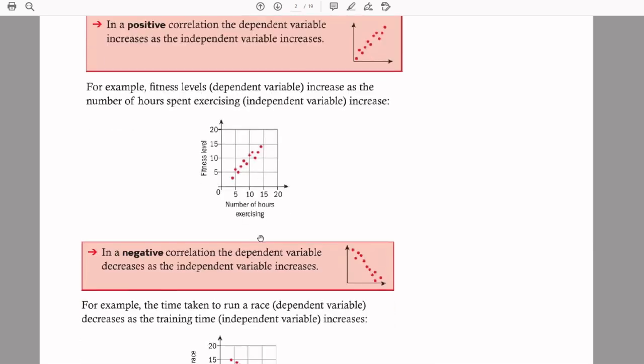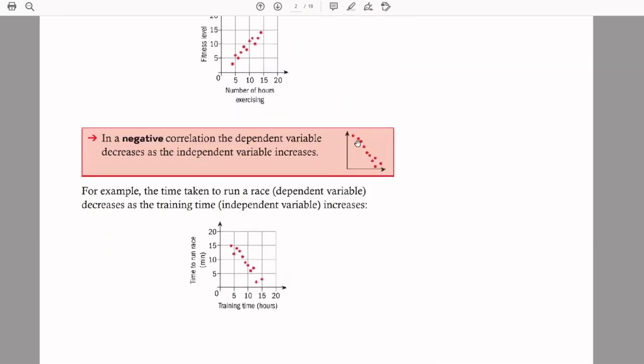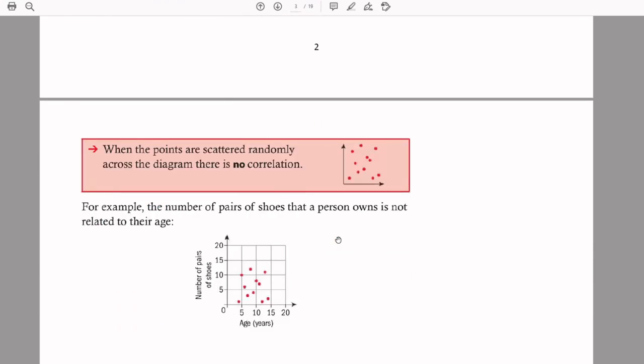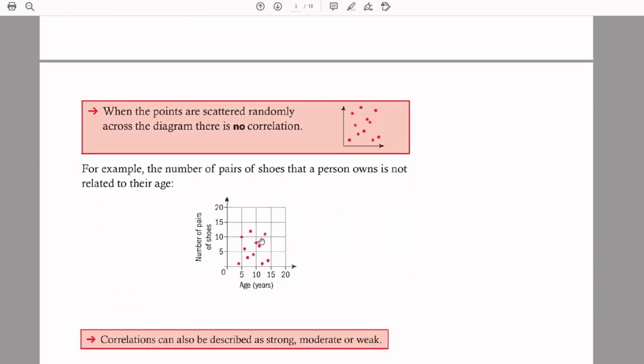Now negative correlation is the other way around. When one thing goes up, the other thing goes down. Same thing as before. Sometimes of course we just get a random pattern, and that means there's no correlation.